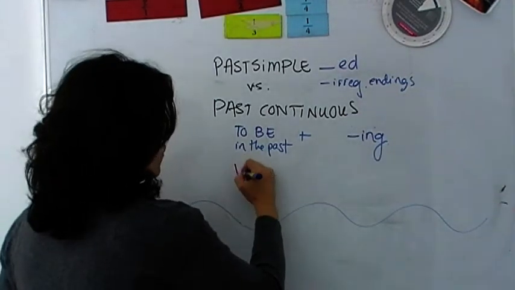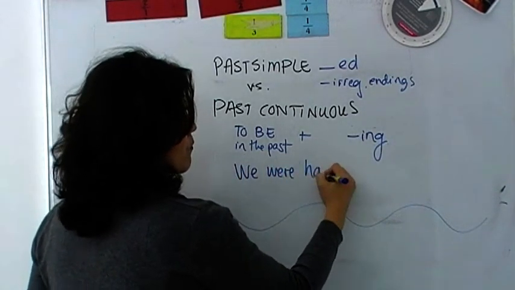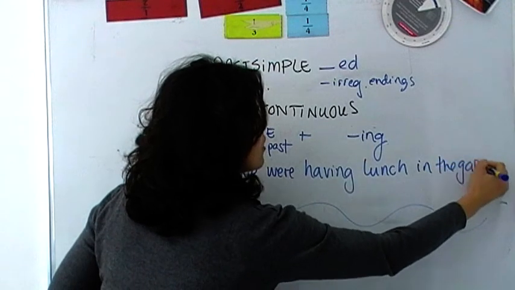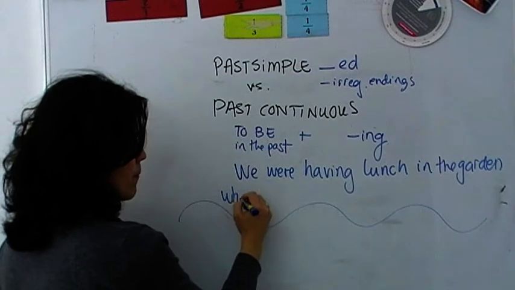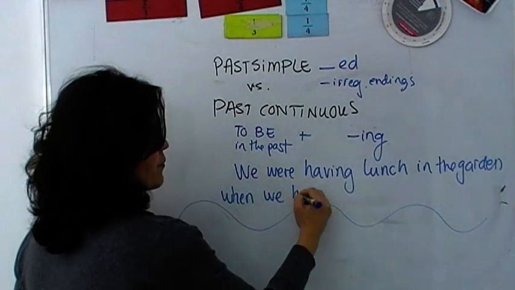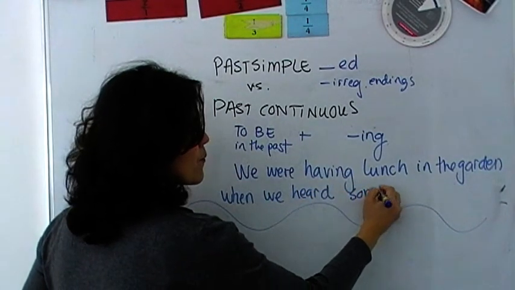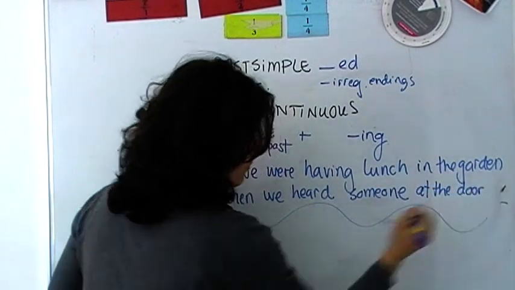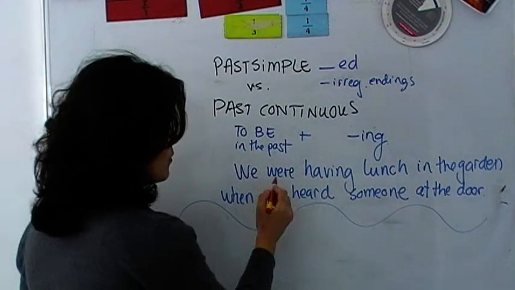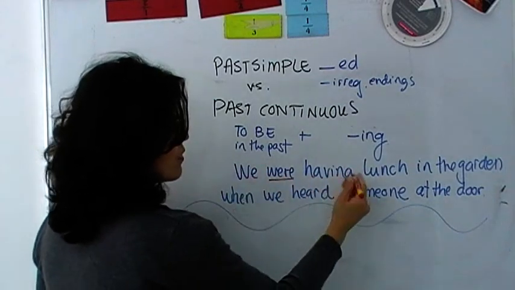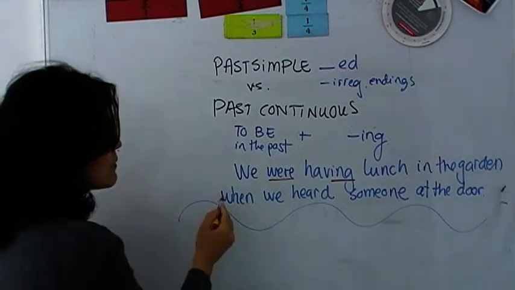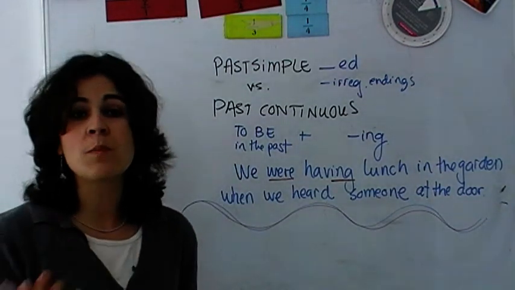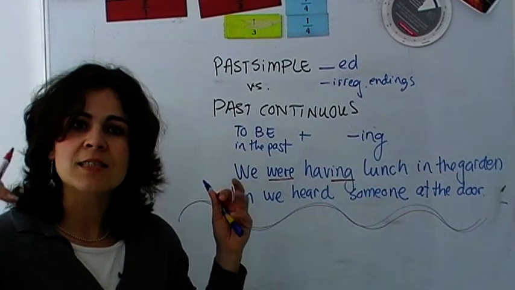For example, we were having lunch in the garden when we heard someone at the door. So here you've got your past continuous tense, to describe that this action was going on. And I could give you so many examples to contextualize the past continuous.